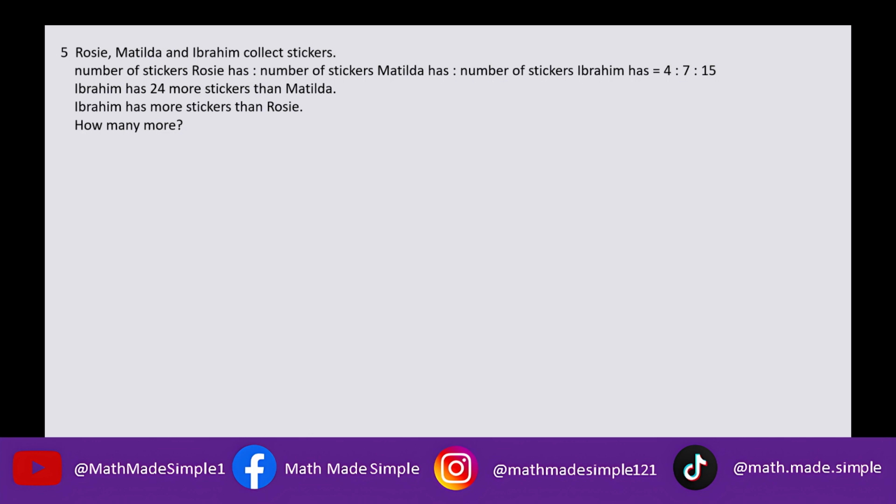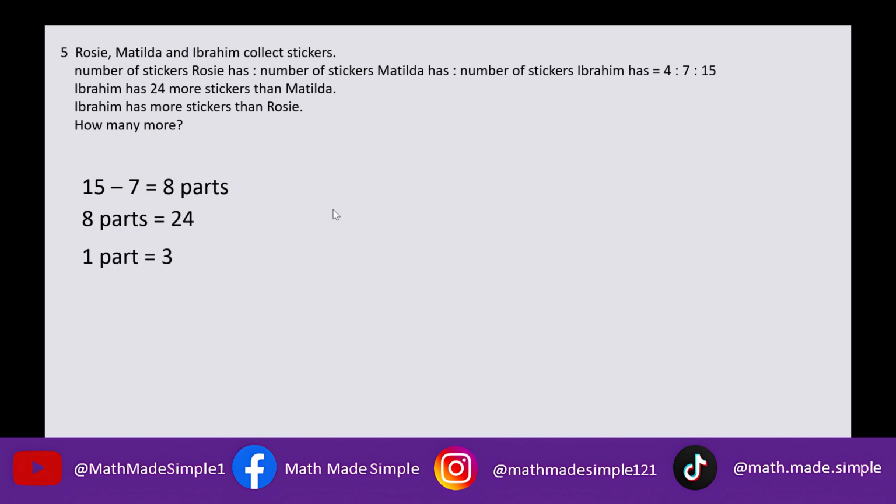And I like to think of ratios in parts. So it's 4 parts to 7 parts to 15 parts. So I need to find how many parts more Ibrahim has than Matilda. That'll be 15 minus 7, which is 8 parts. And I know he has 24 more stickers, so the 8 parts must equal 24. So 1 part would be 24 divided by 8, which is 3.